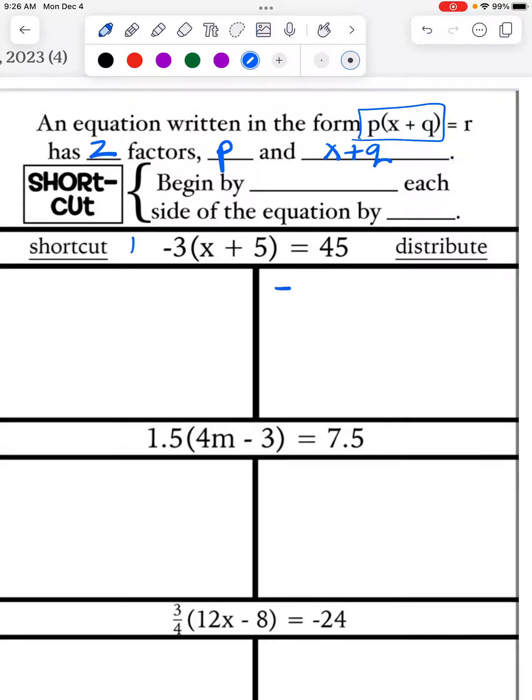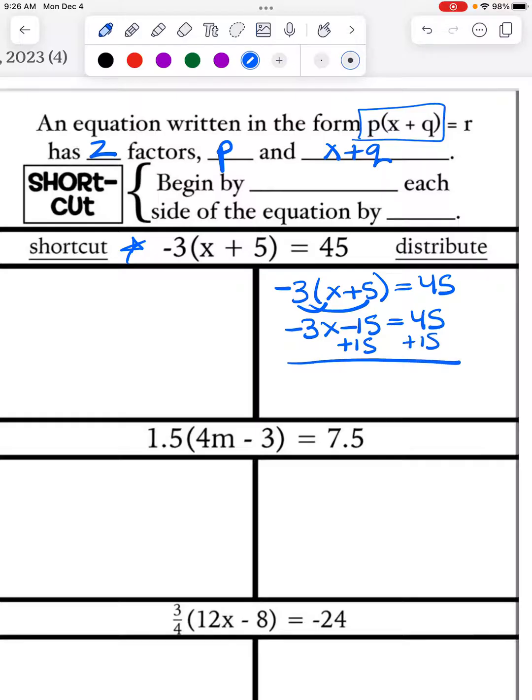So I'm going to take this equation right here, and I'm going to rewrite it so I can work with it, and I'm going to distribute that -3, which you all know how to do, right? -3 times x is -3x, and -3 times 5 is -15. And then I'm going to look for that constant term, which is the -15, and do the opposite, which is adding 15 to both sides. So I'm going to get -3x, -15 plus 15 is 0, and then 45 plus 15 is 60. And then my last step will be to divide both sides by -3 to undo the coefficient. So x would be -20.